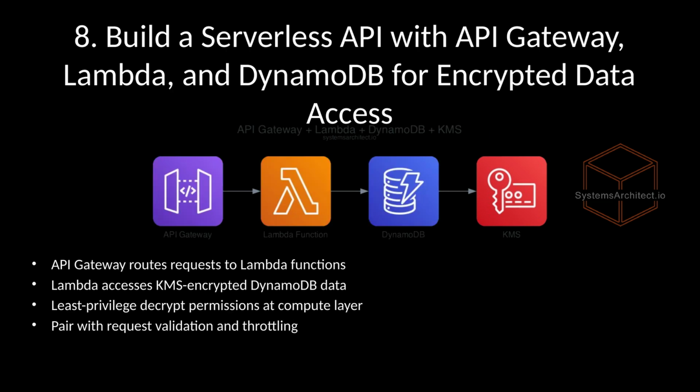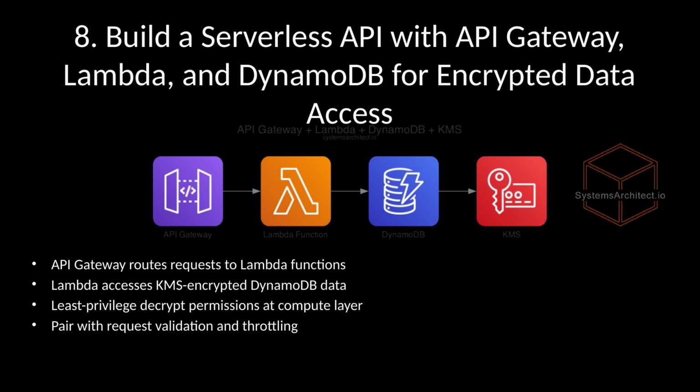8. Build a serverless API with API Gateway, Lambda, and DynamoDB for encrypted data access. Serverless simplicity can tempt teams into skipping encryption decisions a traditional architecture would make obvious. API Gateway routes requests to Lambda functions that read and write a DynamoDB table.